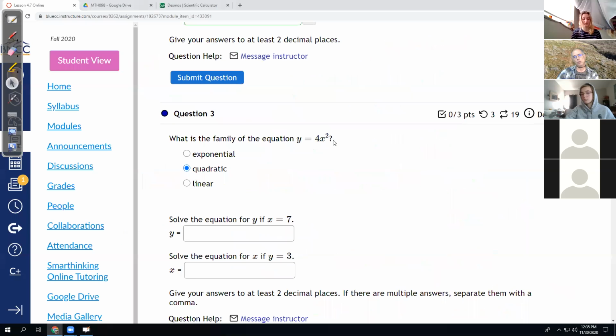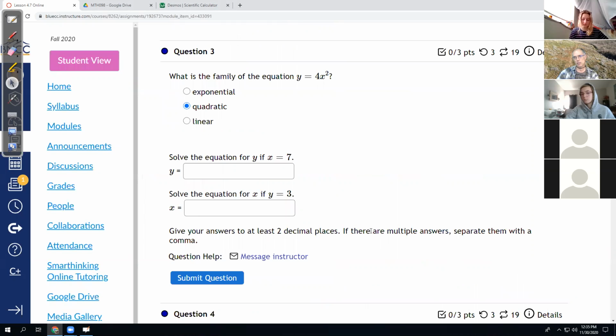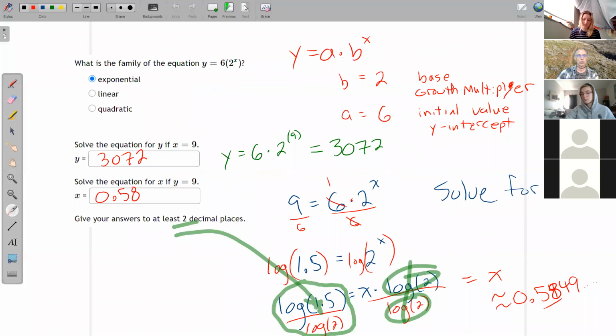When we work with quadratics, we have to use roots. So let's play around with the two things we were asked. And this says there might be multiple answers, separate them with commas. So get to a blank page.